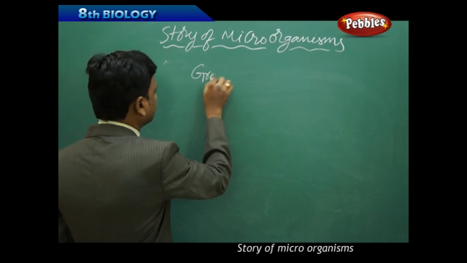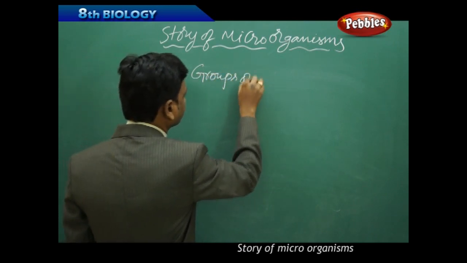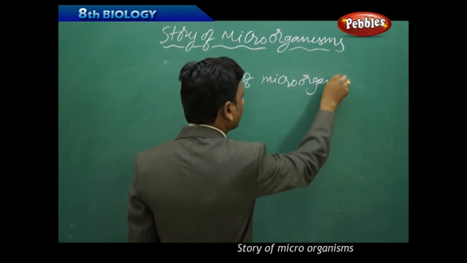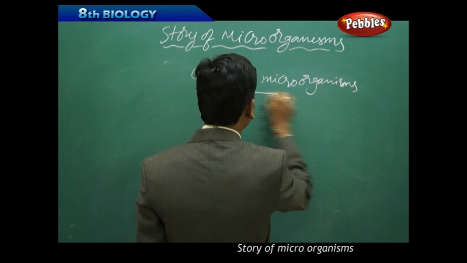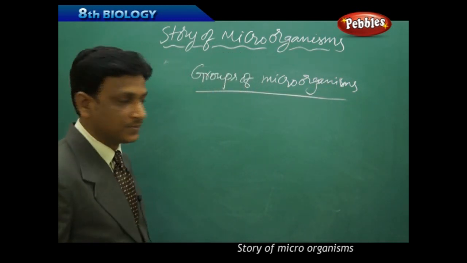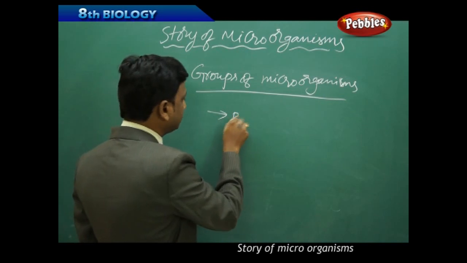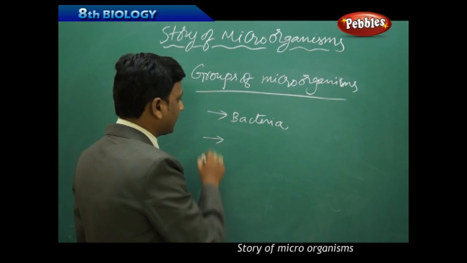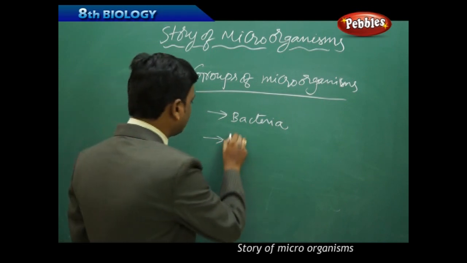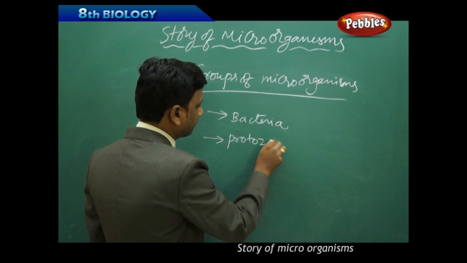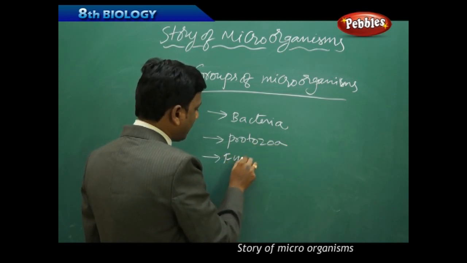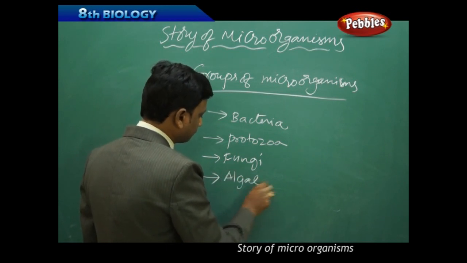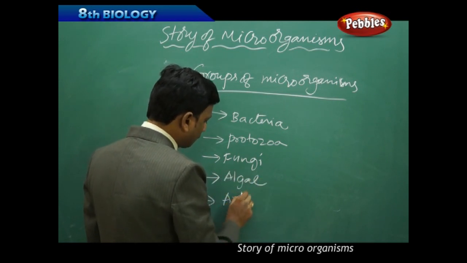Groups of microorganisms. Let us see the different groups of microorganisms. What are the different groups? The first one we think of is bacteria. They are the smallest microorganisms we find. Bacteria, protozoa, fungi, algae, and some of the arthropods.